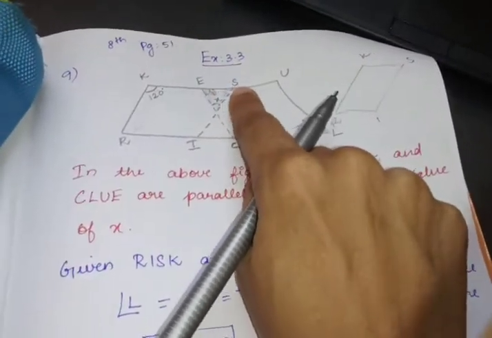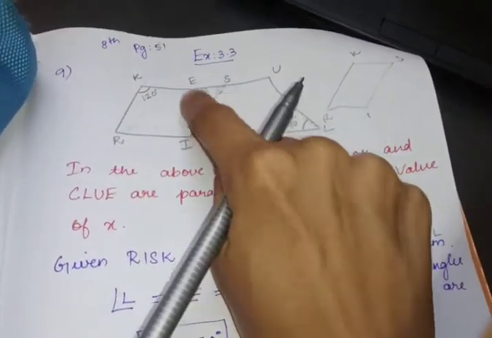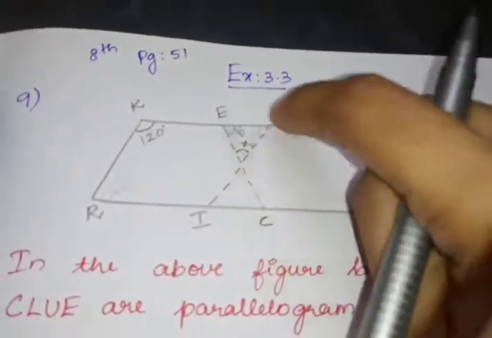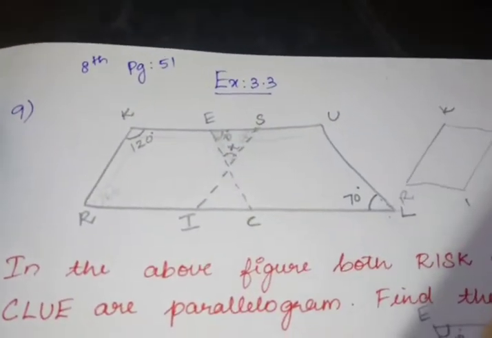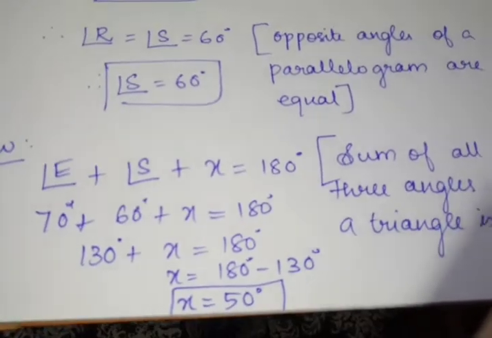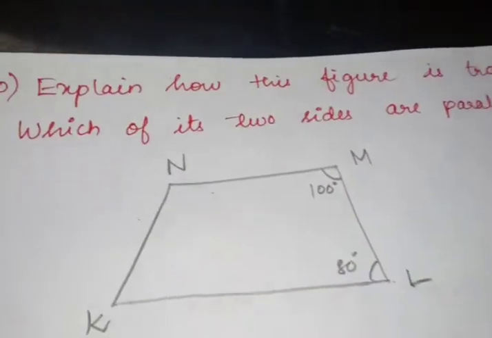First I found the value of E, then S by using this R. Then I told you that this is one small triangle, so if you add all three angles of the triangle, I will get 180. Through that I have found the value of X. X is equal to 50 degrees. Understood? Next is your 10th question.